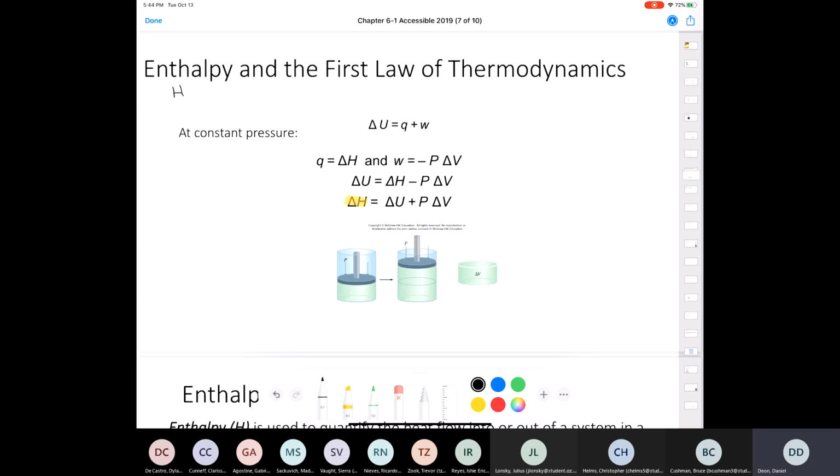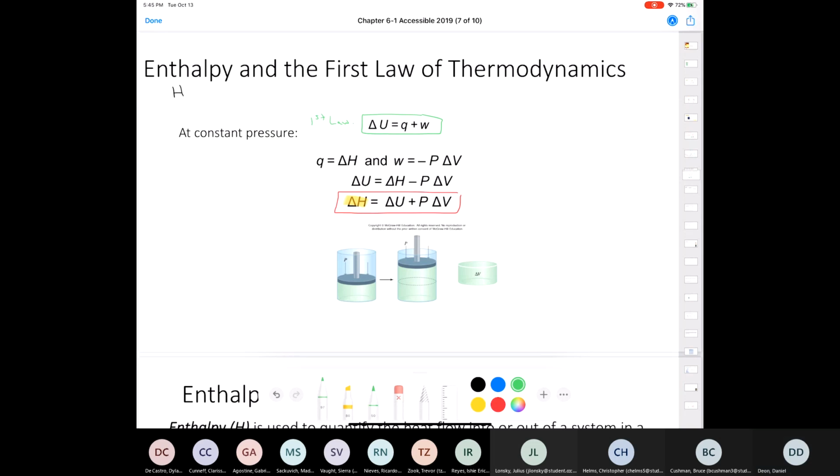Now, enthalpy is defined as this right here. Enthalpy is defined as the change in energy for our system plus pressure volume work, right? The product of pressure times the change in volume. If we go back to this equation here that we looked at the very beginning, the change in energy is equal to heat plus work. This was another way that we rewrote the first law of thermodynamics.